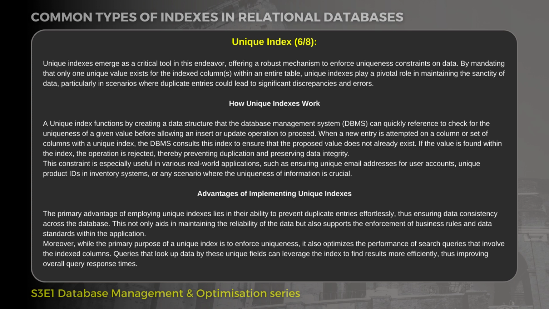How unique indexes work. A unique index functions by creating a data structure that the Database Management System (DBMS) can quickly reference to check for the uniqueness of a given value before allowing an insert or update operation to proceed. When a new entry is attempted on a column or set of columns with a unique index, the DBMS consults this index to ensure that the proposed value does not already exist. If the value is found within the index, the operation is rejected, thereby preventing duplication and preserving data integrity.